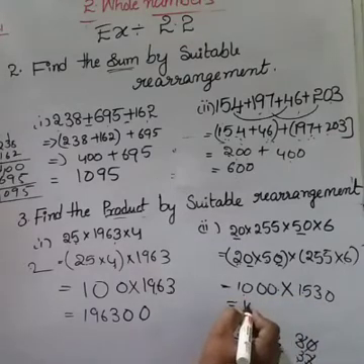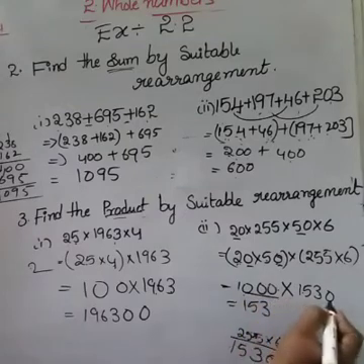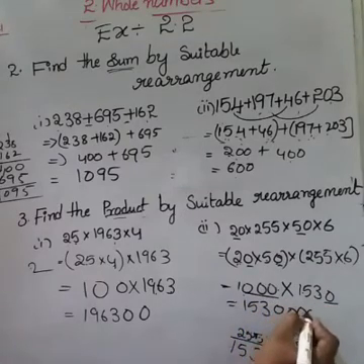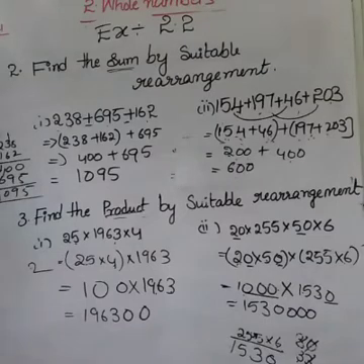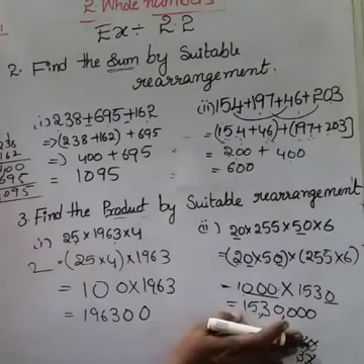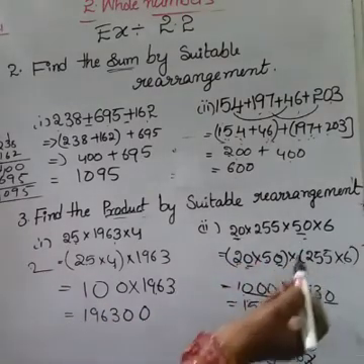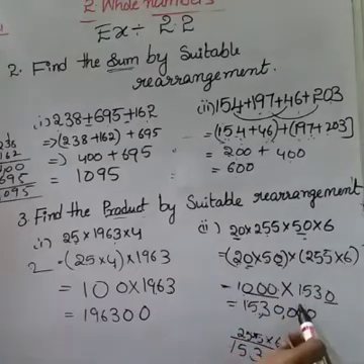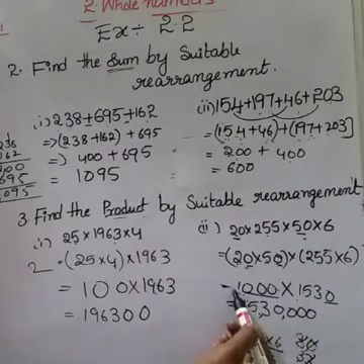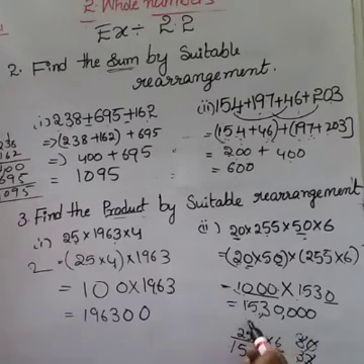Now 153 into 1, 153. Remaining, how many zeros here? 3, and here 1. Total 4 zeros. So this number, in places: ones, tens, hundreds, thousands, ten thousands, lakh, ten lakh: 15 lakh 30,000. The product is 15 lakh 30,000. When we arrange it like this it is very easy to multiply. Okay. So 20 into 50 equal to 1000, 255 into 6 equal to 1530. When we multiply all these, we get the product 15 lakh 30,000.